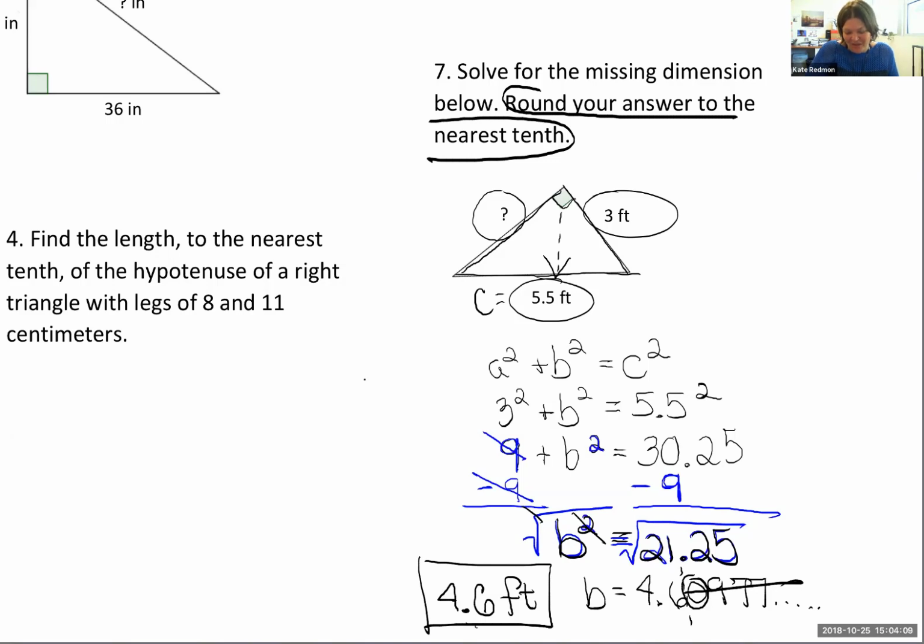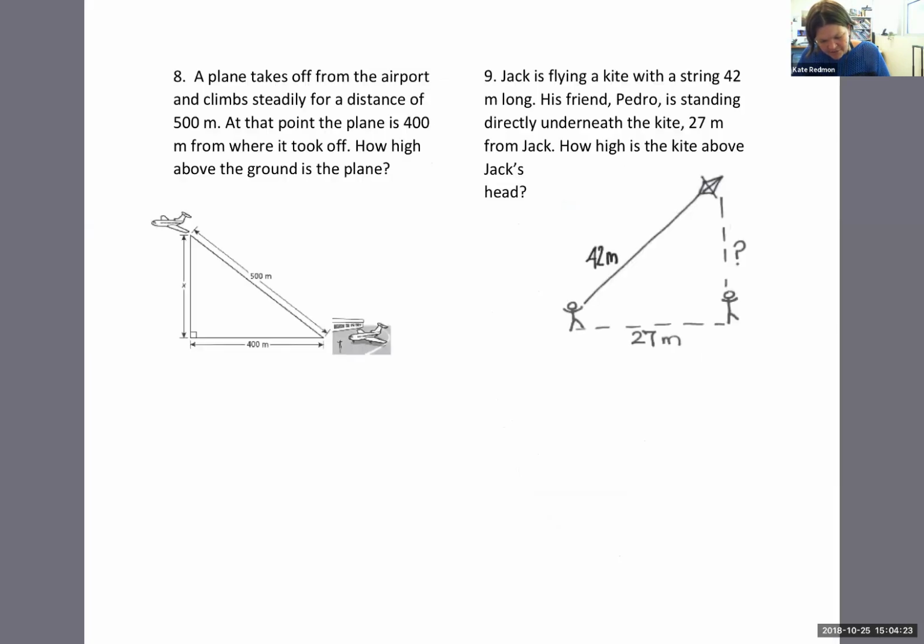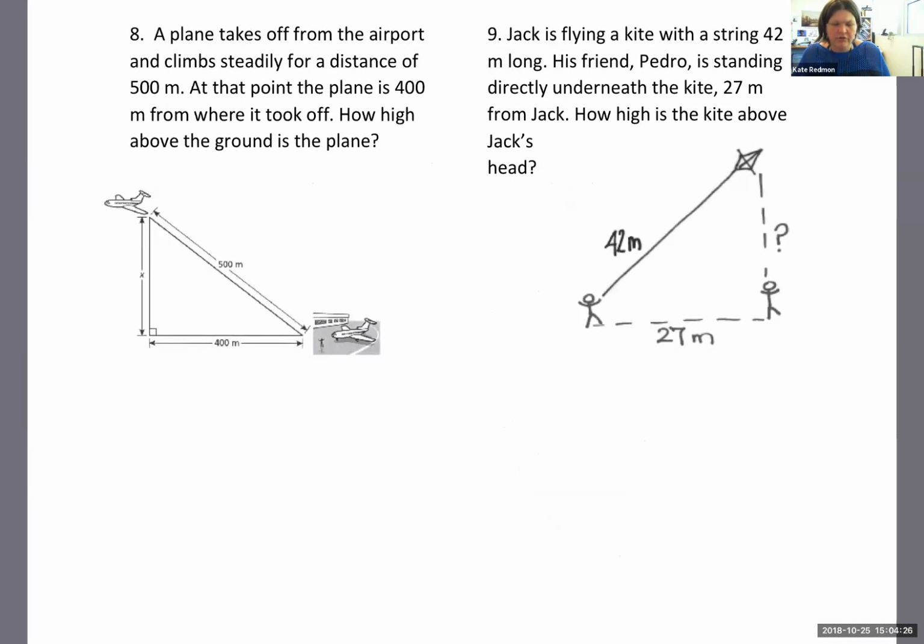It's their favorite. So we better not keep our understanding on such a simple level that a word problem makes us cry. Now, I actually kind of have life regrets about this page because I drew the pictures for you. I've seen ones on the GED where the picture's not there. So I'll do these two, but then I'll show you an example of one that might come up as well. Number 8 says, a plane takes off from the airport and climbs steadily for a distance of 500 meters. At that point, the plane is 400 meters from where it took off. How high above the ground is the plane?